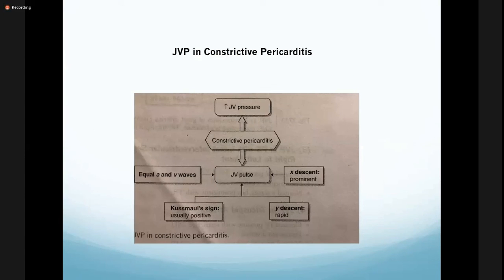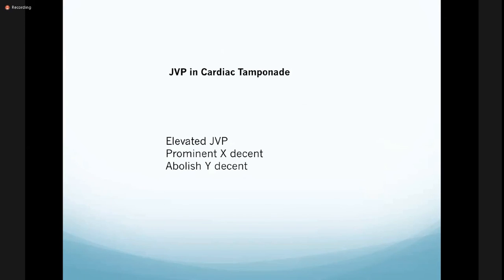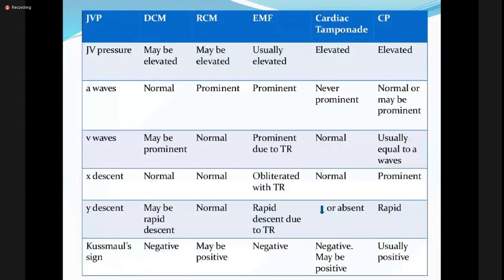And JVP in constrictive pericarditis already discussed. JVP is raised, X descent is prominent, there is positive Kussmaul sign, equal A and V wave, and there is rapid Y descent. And JVP in cardiac tamponade should be elevated, prominent X descent and abolished Y descent.